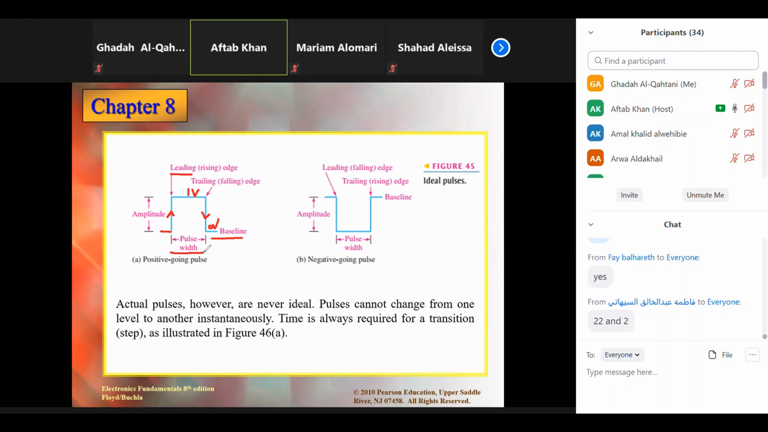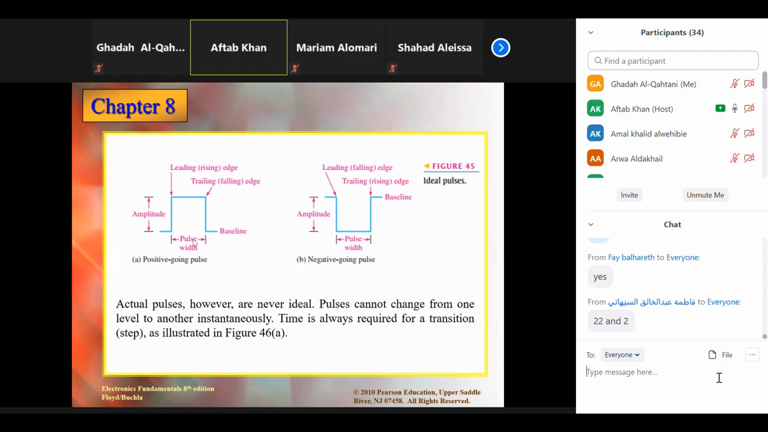So a pulse is a rapid transition of values from low to high. Ideally it is possible that voltage changes in no time from low to high or high to low. But practically, it always takes some time to change the voltage. So actual pulses are never ideal. Pulses cannot change from one level to another instantaneously. Time is always required for a transition, or what we call a step, as illustrated in the next figure.